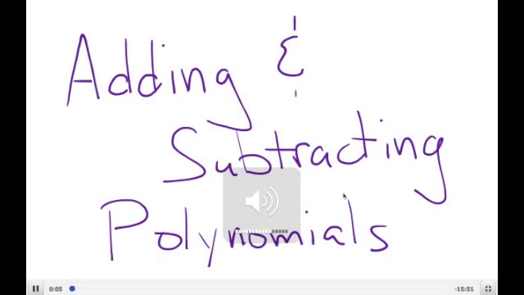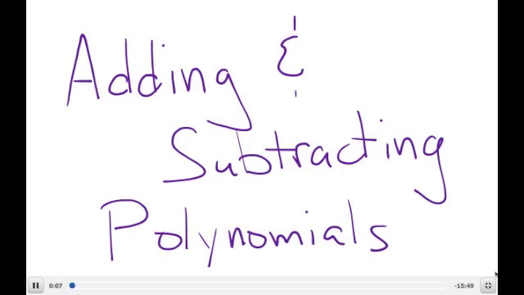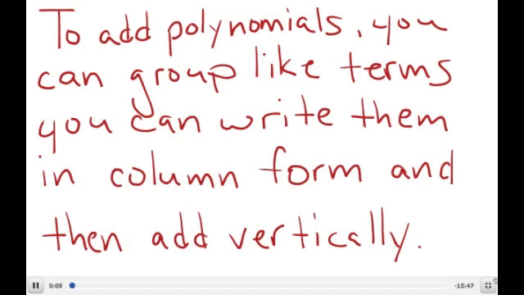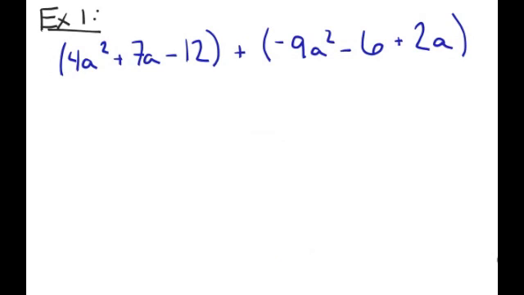It is on adding and subtracting polynomials. So to add polynomials, you can group like terms. Remember, we've talked about like terms. These are terms that share the same variables, like x's and x squareds. So you're going to group the like terms, and you can write them in column form, which is one on top of the other, and add them vertically. And we're going to do a couple of examples.